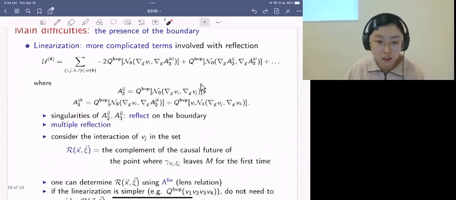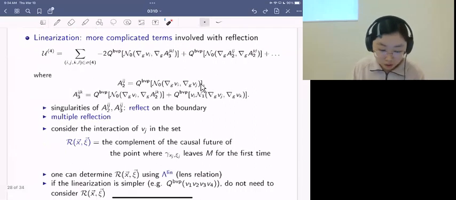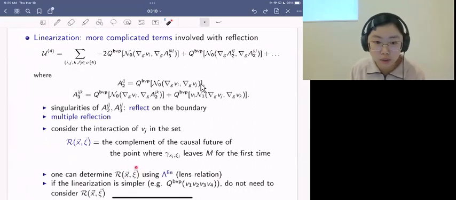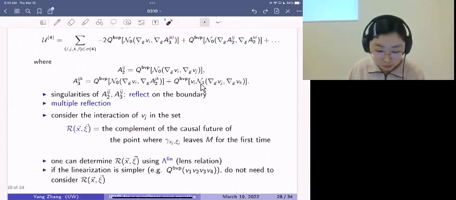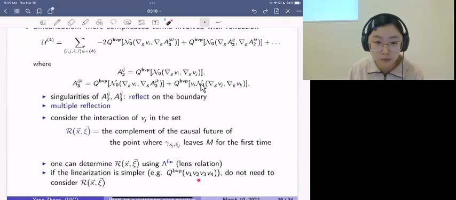So we consider the interaction of distorted plane waves in the open set R. Here we define R as the complement of the causal future of the point where each null geodesic leaves the manifold for the first time. It turns out this open set R can be determined by the first order linearization of the DN map, because the linearized DN map will determine the length relation on the boundary. And if the linearization term is simpler, for example, if we have a term like this, then one does not need to consider this open set R.